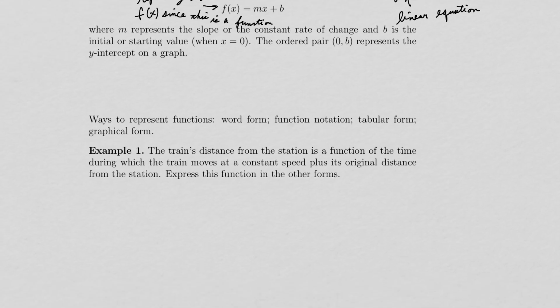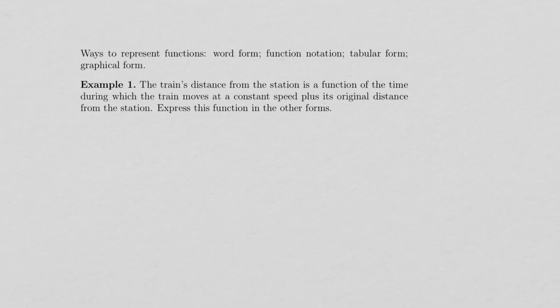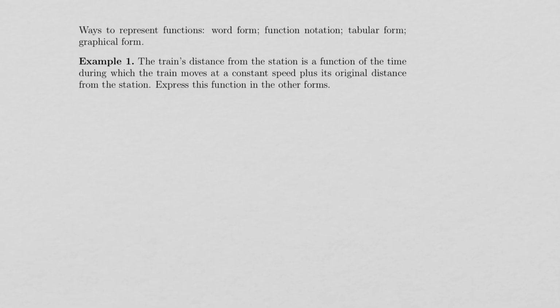There are several ways of representing functions. You can represent them as a sentence, in word form. You can represent them in function notation. You could represent them as a table, so tabular form, or as a graph in graphical form. So for this example, let's look at all four different ways of representing this function. First of all, the word form is given here.